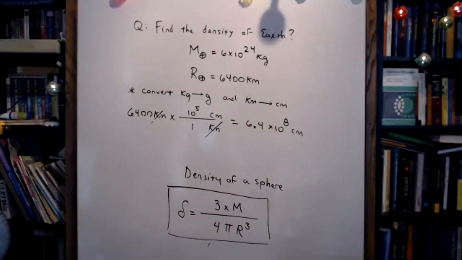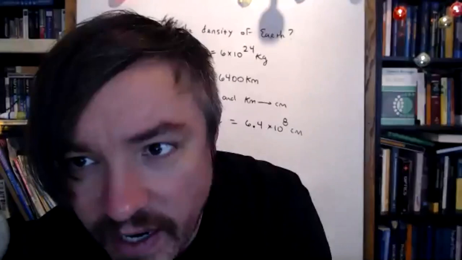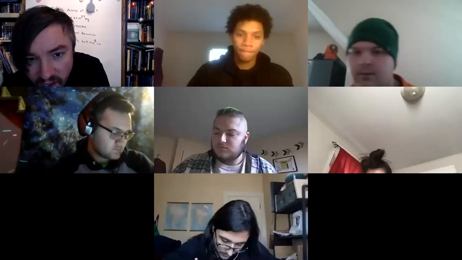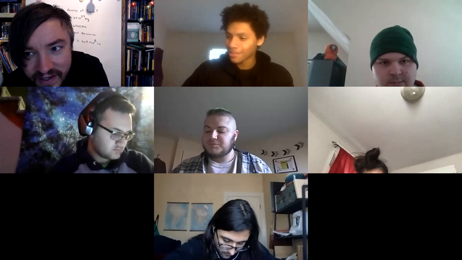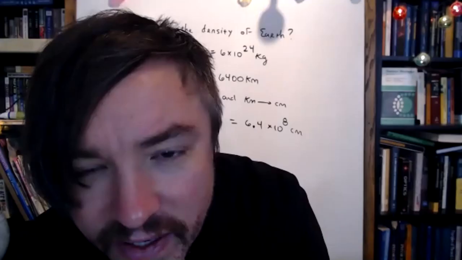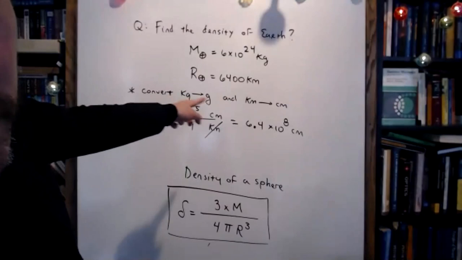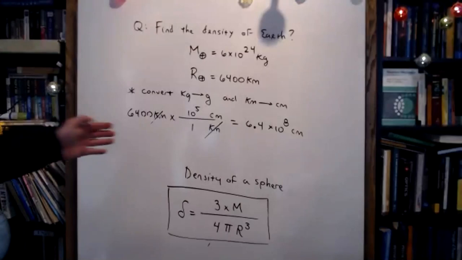Sean, my friend, where'd you go? Oh, there you are. Sean, it's time for you to make up for some lost time, for some sins you've committed against astronomy 1010. It's time for you to do a conversion, kilograms to grams. Do you have your four steps of dimensional analysis written down somewhere? Or maybe you just know what to do. Help me convert 6 times 10 to the 24 kilograms to grams.